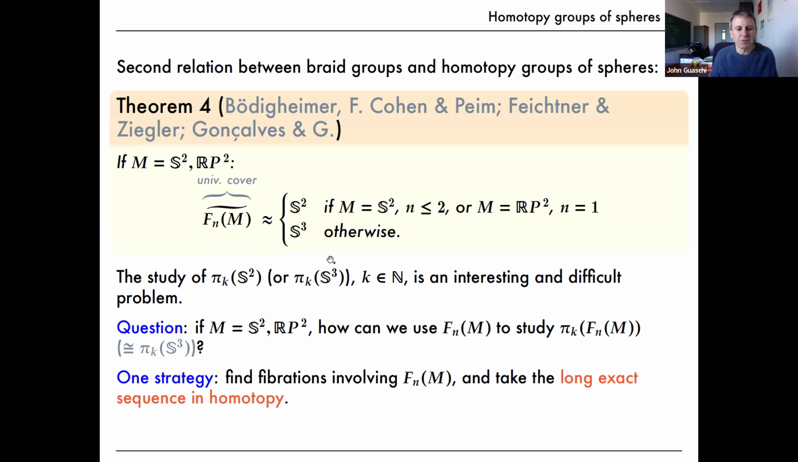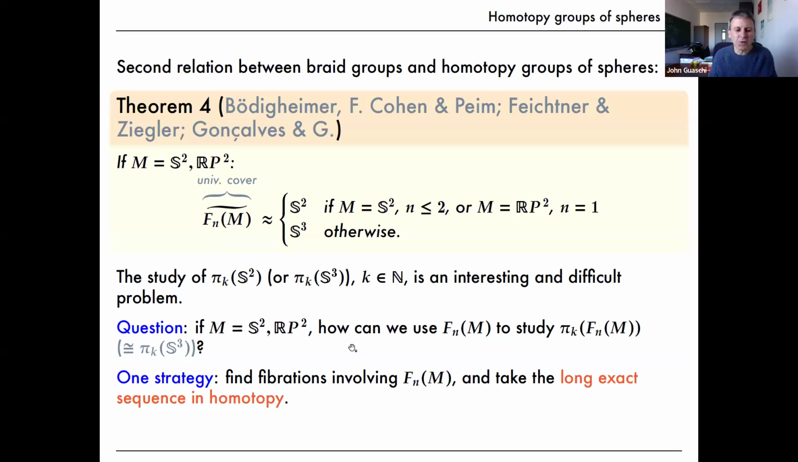And so the idea is, if you want to study the homotopy groups of the two-sphere or the three-sphere, most of which coincide, this is obviously a long-standing, interesting and difficult problem. You might say, well, perhaps if we're very optimistic, we might be able to use the configuration spaces to study them. I'm not saying that there's anything concrete, but maybe it's a possibility, and it gives a good motivation for studying these spaces.